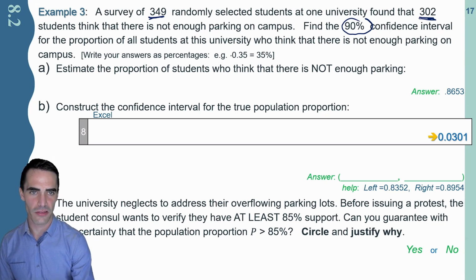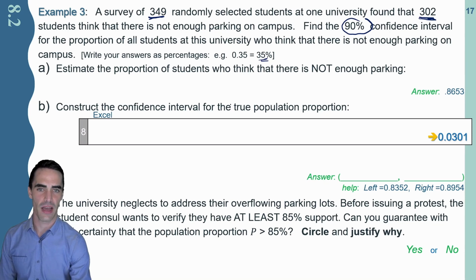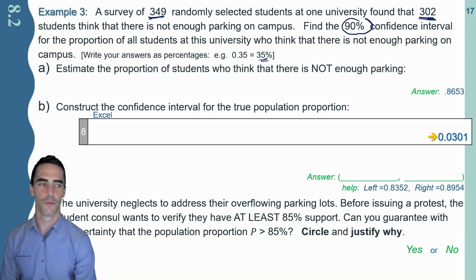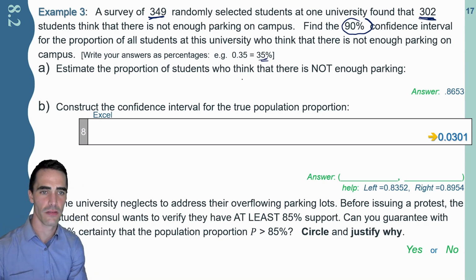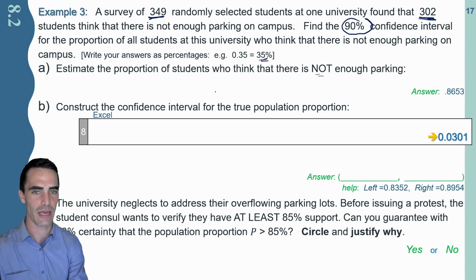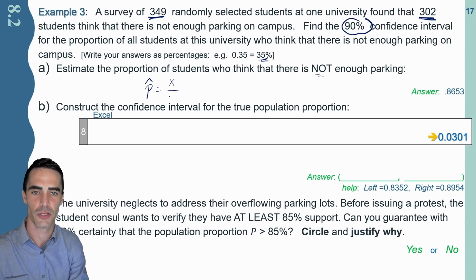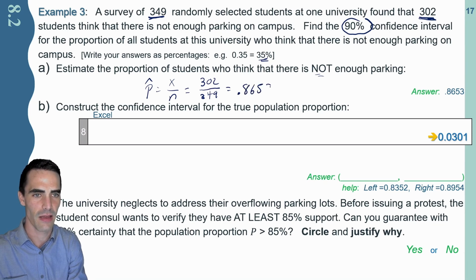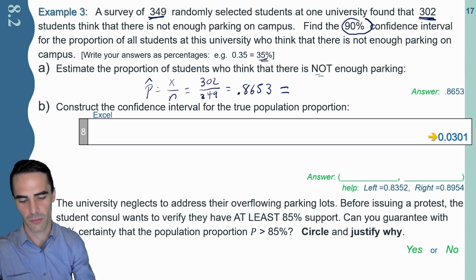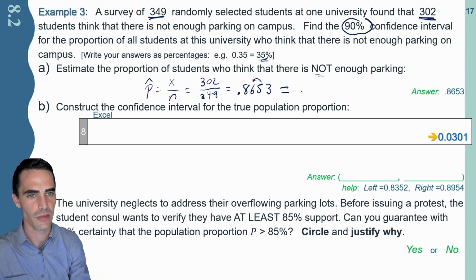As a side note, we'll write our answers as percentages, something like, let's say 35%. So first task, estimate the proportion of students who think that there is not enough parking on campus. We'll start with the classic formula. We're talking about sample proportion. It's X, the number of people who are doing what you want them to do, divided by N. There are 302 individuals who agree with us, not enough parking on campus, out of the 349. As a decimal, that's 0.8653. If we have to round to a whole percent, in this case 2 decimals, we'll have to round that 5 up, and this is going to be 87%.